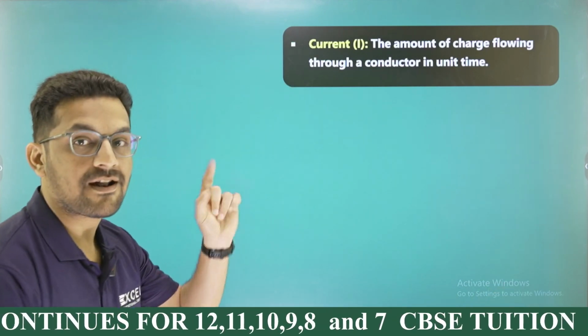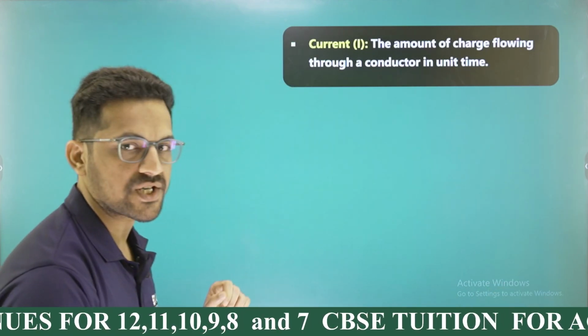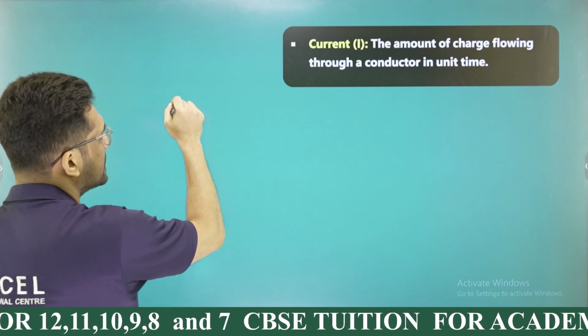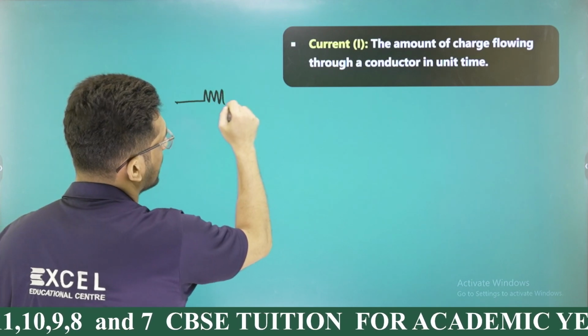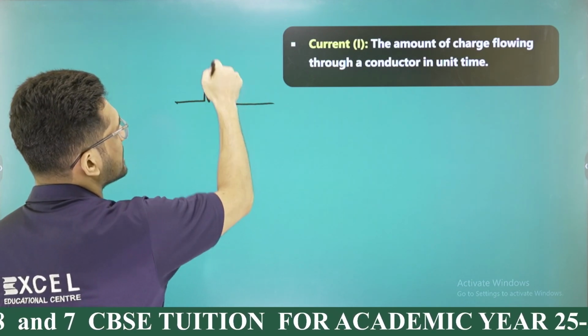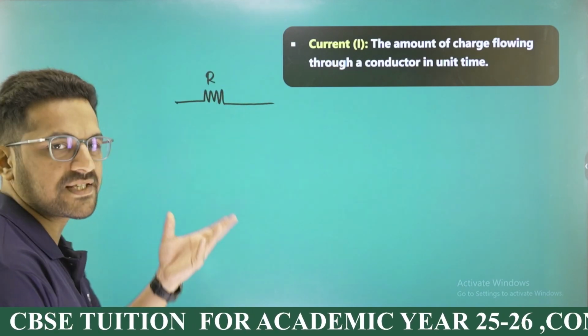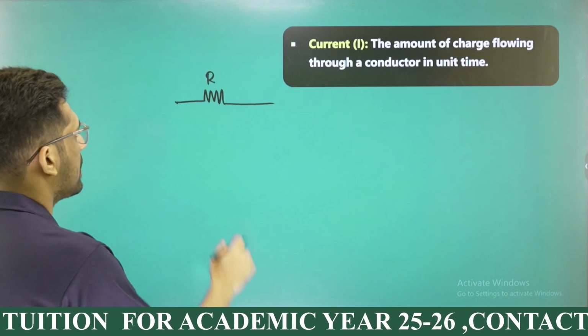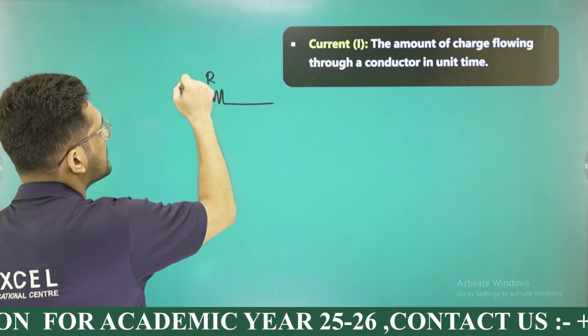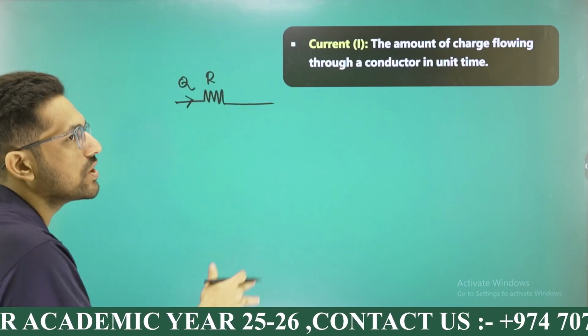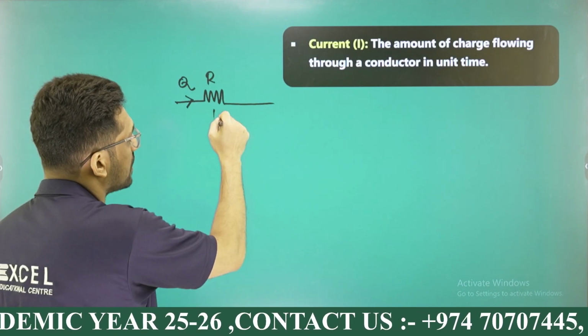Current. You have to understand what a current is. What is an electric current? This is a conductor, a representation of resistance. We will study that later. Now, charge is flowing through that conductor in time t.